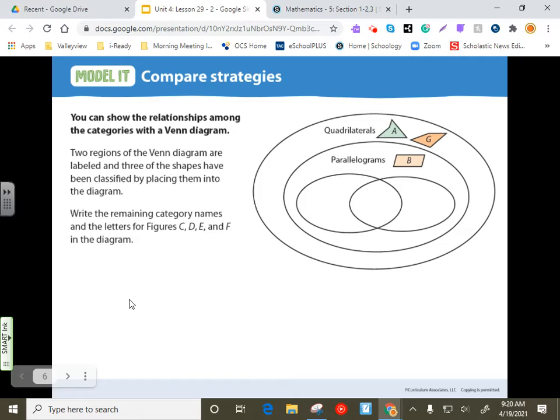And for this one, this is an unfinished Venn diagram and very similar to the one that we made. In fact, it's exactly like it. It wants us to write the remaining category names and letters for figures C, D, E, and F. So we know from previously that the rhombus, which is E, we had rectangles, that was C and F, and then the square, which is D.